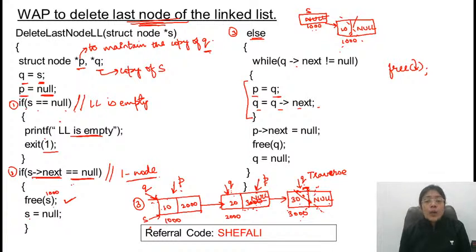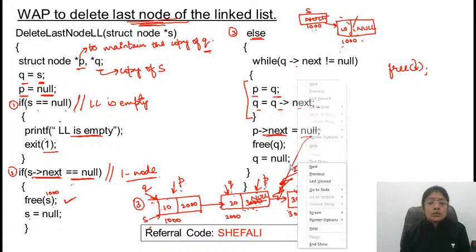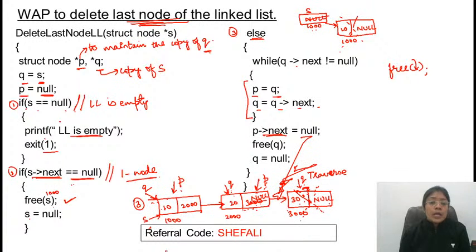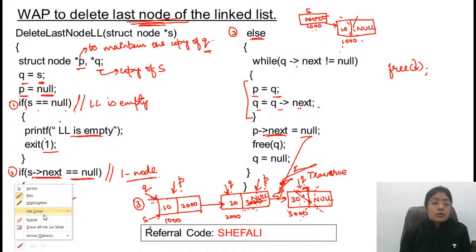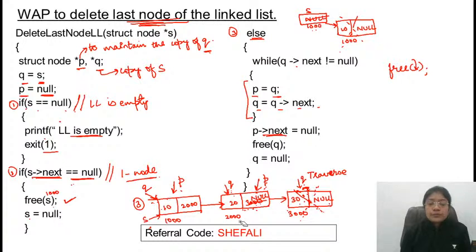After that, once Q is pointing to the last node, P will be pointing to the second last node. So P of next will be pointing to null. This link is broken. Okay, so this link, let me erase this. So this link is over. After that, you can free this node. So it is free Q and Q is equal to null. So this is how you can delete the last node.